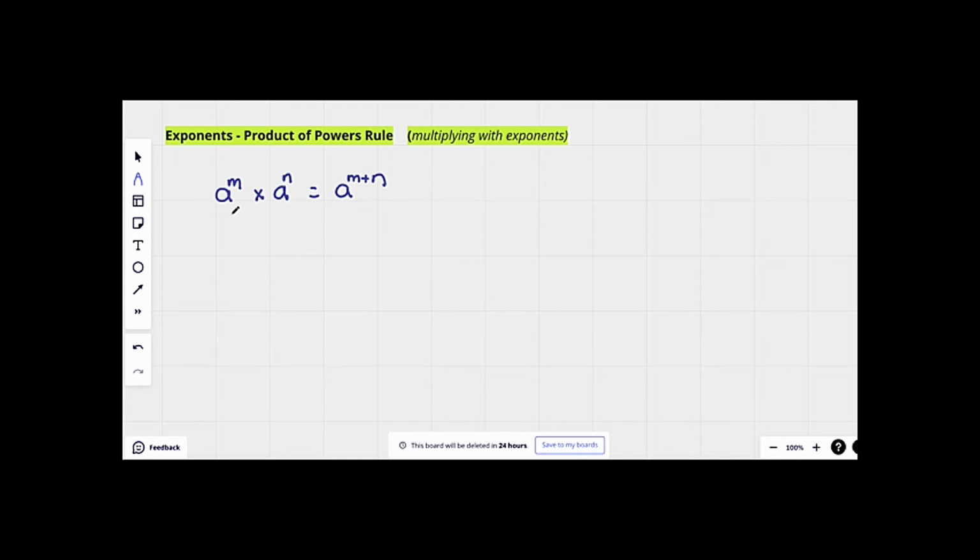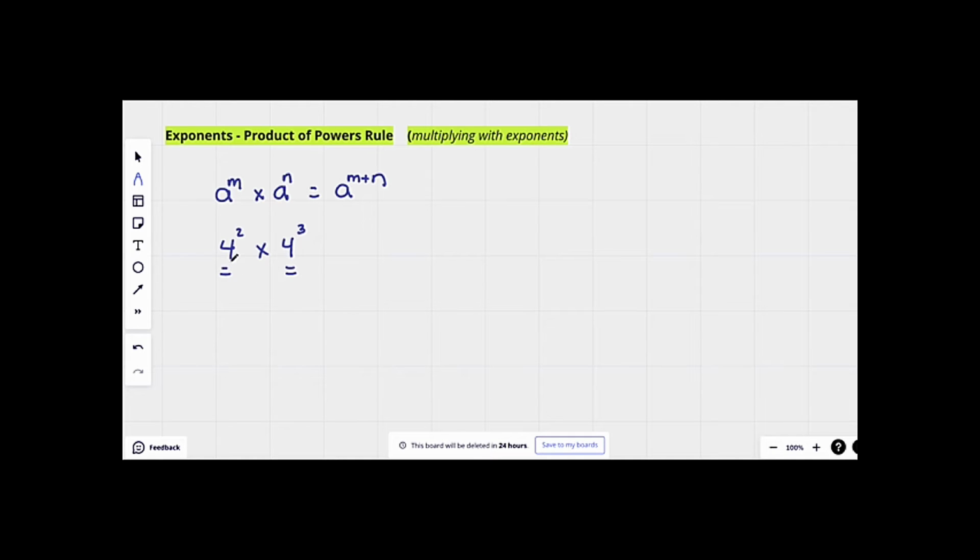So we have a to the power of m times a to the power of n. We simply add the exponents. Now we're talking about letters here. I'm really confused. What does that mean? Well, let's look at numbers. So what that really means is that if we have 4 to the power of 2 times, notice that this is a multiplication rule. This only applies when we're multiplying with exponents, and 4 to the power of 3, as long as the base is the same when multiplying.